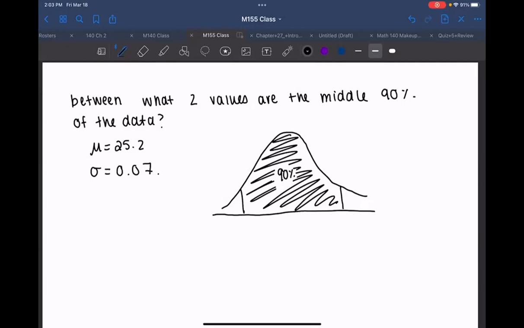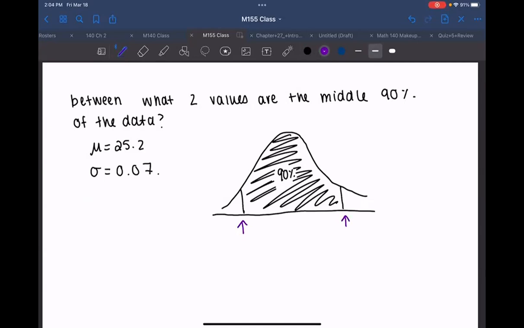So Minitab can't do this. It's not very smart with between probabilities, and it's kind of hard to visualize what we're doing here. First of all, let's try to figure out what sort of problem this is. I think we're given a probability here, and we're trying to find this X value and this X value, right?